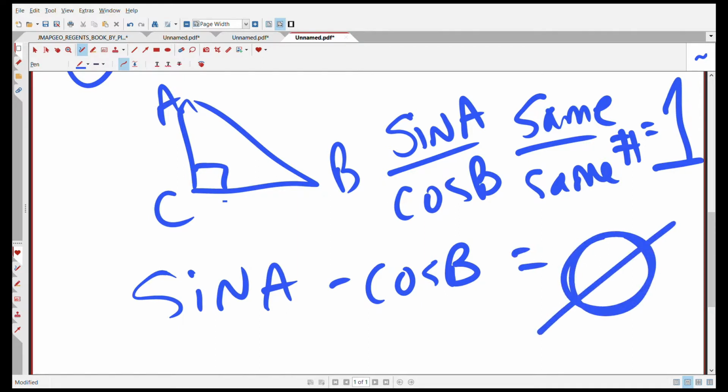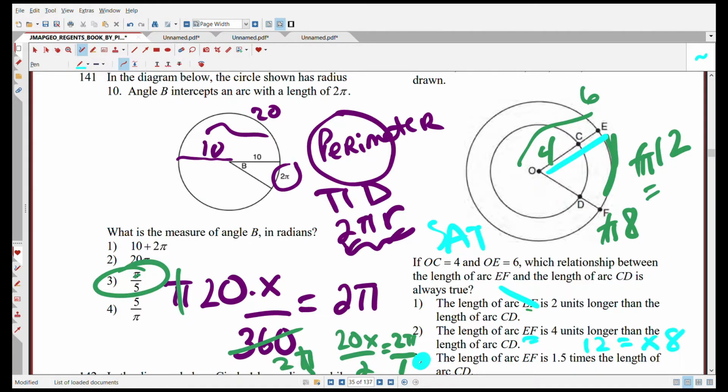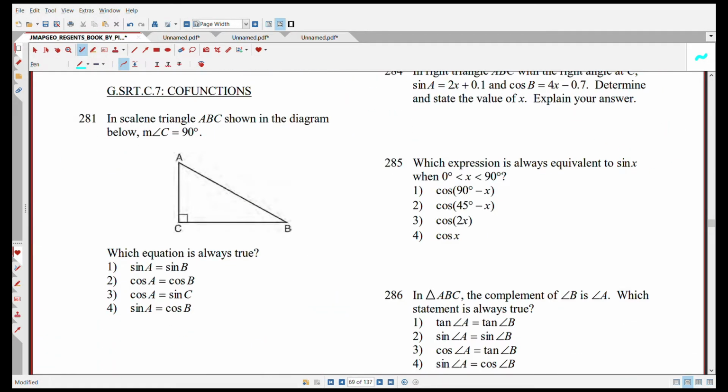So basically that's it. Now if we look at some Regents questions on this. Okay, so here's some cofunction questions.